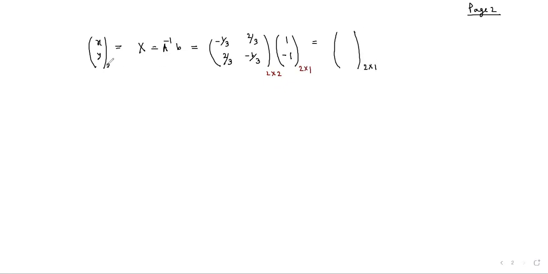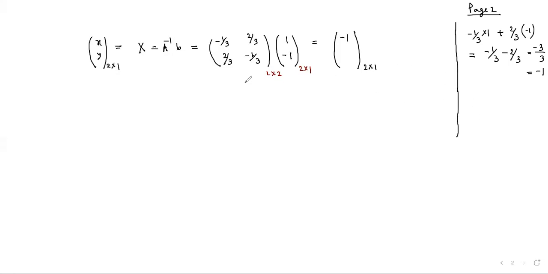And here the matrix is of the order 2 by 1, so that we can correlate the left hand side and the right hand side. Now what we get, if I multiply the two matrices, I'm doing the operation over here. We get minus 1/3 into 1 plus 2/3 into minus 1. This operation gives me minus 1/3 minus 2/3, which is minus 3 by 3, that is minus 1. So I'm writing here minus 1.